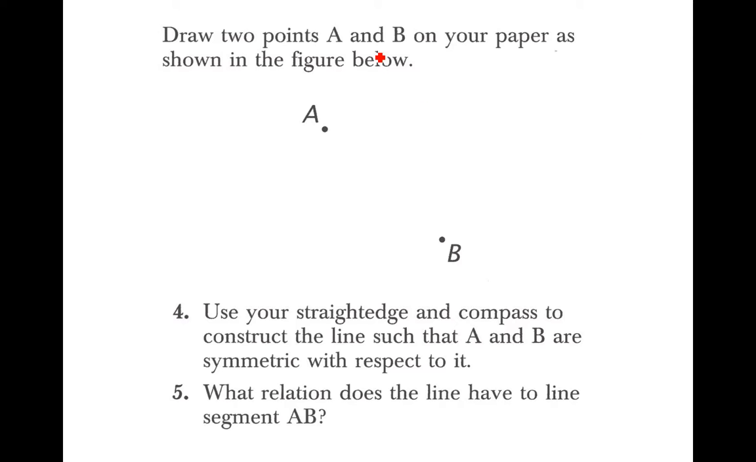So here we've got points A and B. You're supposed to do those on your paper. And it says use a straight edge and compass to construct a line such that A and B are symmetric with respect to it. Now, if you think back to what that meant, symmetric, it means they're the same distance from it. So what would the construction be? Now, this will help remind you. So what did we just construct there? Yes, you are correct if you said the perpendicular bisector. That kind of gives you the answer to number 5 as well.